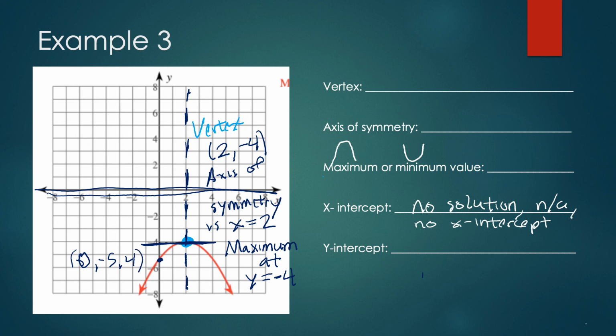Now I'm going to go back and fill in my blanks. 2, comma, -4, x equals 2. We have a maximum at y equals -4. The y-intercept is 0, comma, -5.4. And just be mindful that if there are no x-intercepts, you will write no solution.